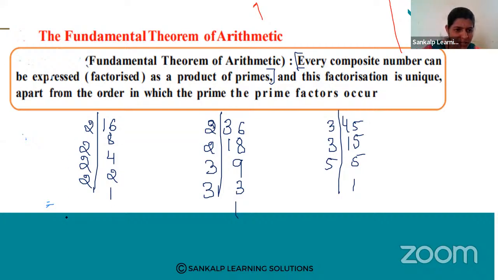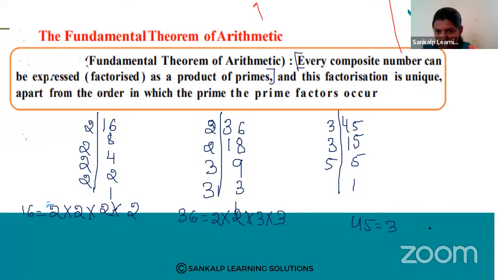So observe carefully. 16 factors are 2 into 2 into 2 into 2. So how many times is 2 repeated? 4 times, right? So what are the factors of 36? 2 into 2 into 3 into 3, right? So 45: 3 into 3 into 5.